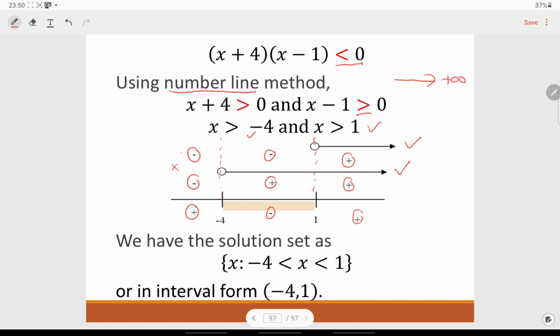So back to our original question. The question asks you to find the values less than 0. That means we need to consider the negative area. So in this number line, where is the negative area? The negative area is covered by the shaded area. The shaded area is represented by the following range: x greater than negative 4 and x less than 1 as the answer.